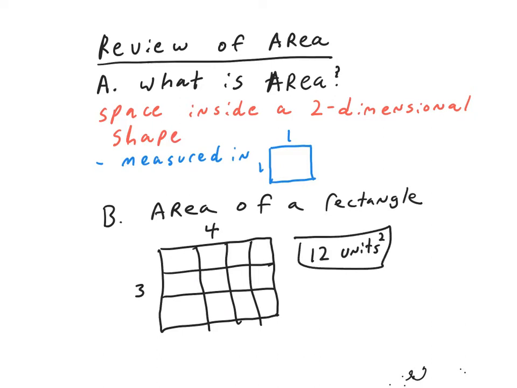Okay, so if we look at what we did, 4 times 3. So the area of a rectangle, the formula is the length times the width. And this is for a rectangle, or a square. If it's a square though, it's just side times side because the sides are all the same. So the area is the length times the width. Which one is the length, which one is the width? It doesn't matter because you're multiplying.